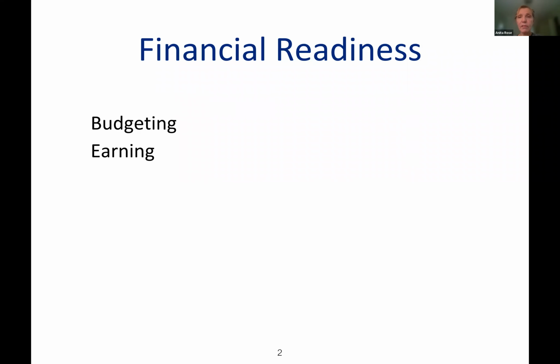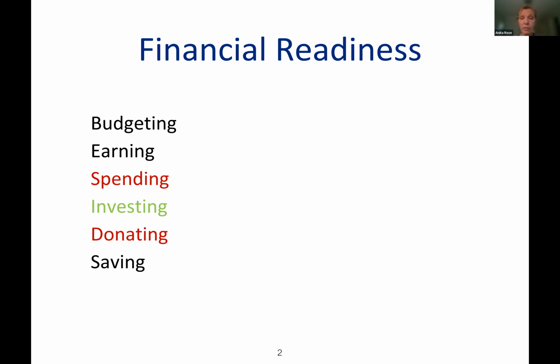So what are some of the things that we need to think about? We need to think about budgeting, your earnings, your spending, investing, donating, and saving. So those are the areas that we want to focus on when we're focusing on our own personal finances.